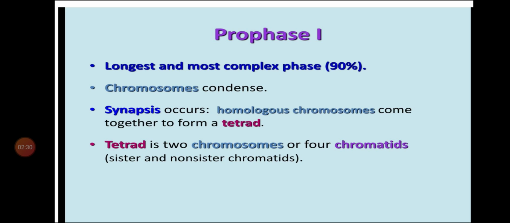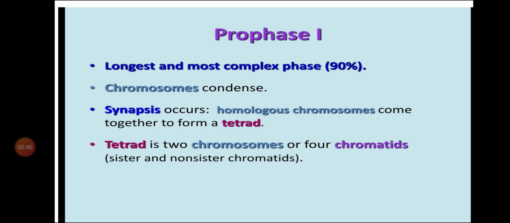Chromosomes at this phase are condensed. Synapsis occurs during this phase. That is, homologous chromosomes come together to form a tetrad. A tetrad is 2 chromosomes or 4 chromatids, that is, sister and non-sister chromatids.